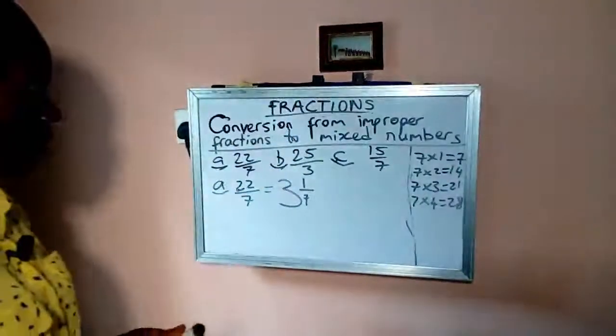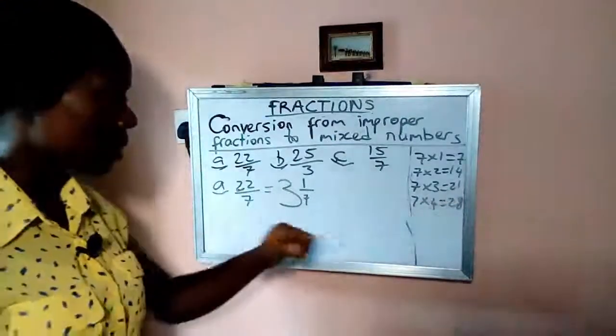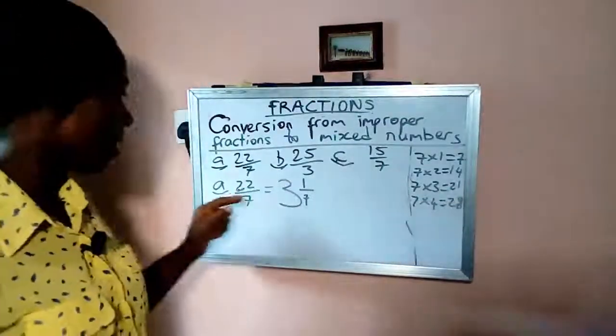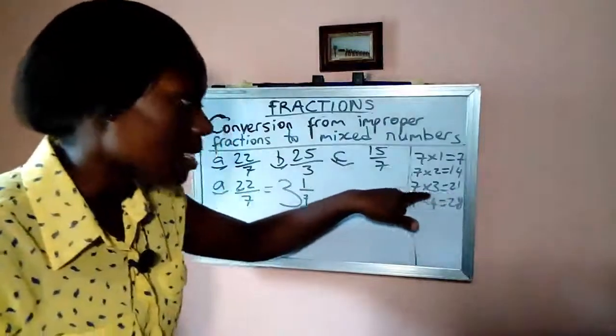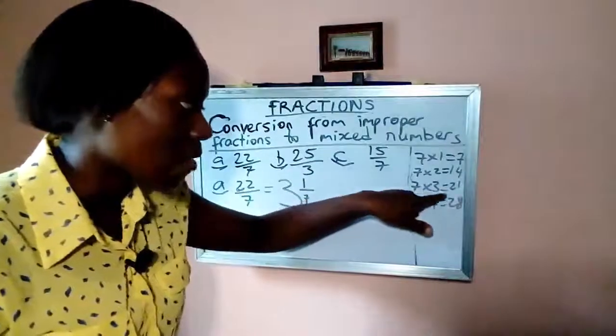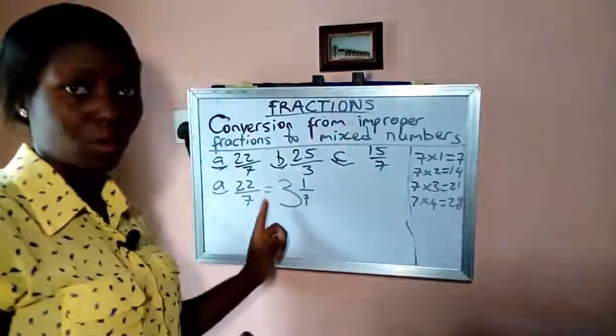Now look, we're looking at 22. 21 is lower than 22, but 28 is far greater than 22. So we'll pick this first. And how many 7s can I have here? 7 in 3 places will give me 21. So I write 3 as my whole number.